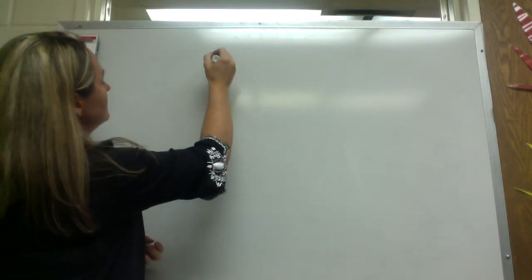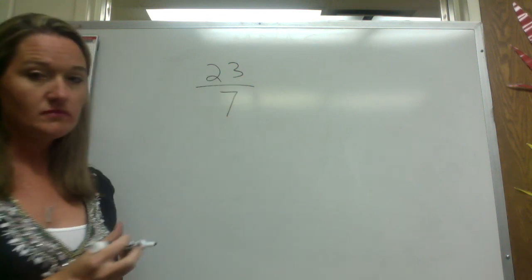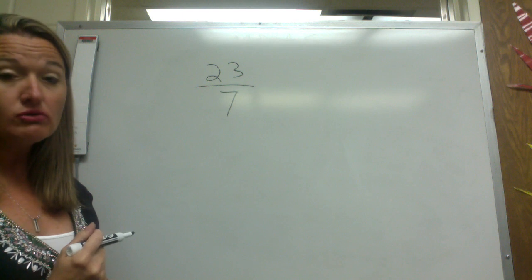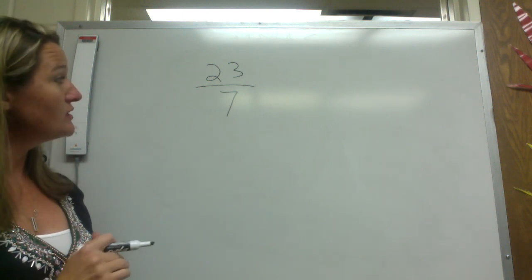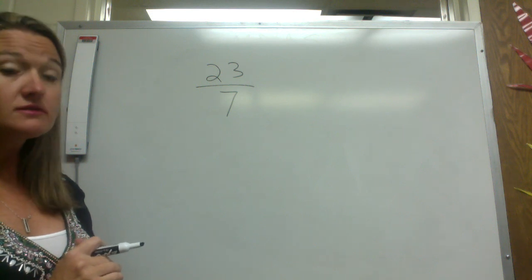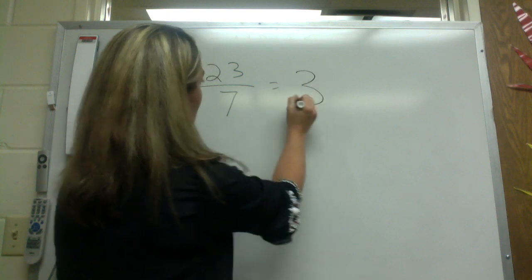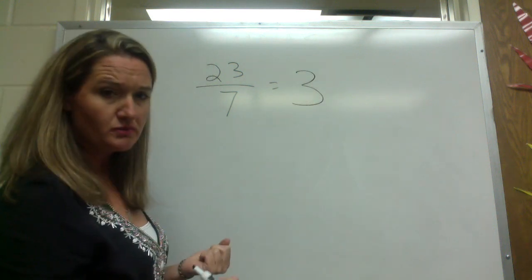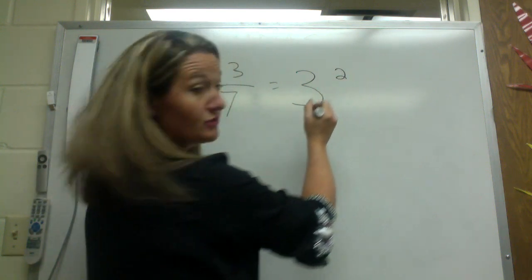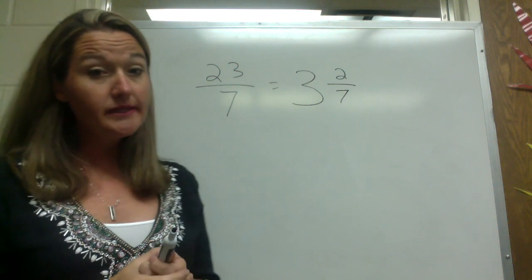Okay, 23 over 7. Every whole is made up of 7 pieces. So how many wholes can I pull out of 23? 3. 7 times 3 is 21. So I can pull out 3 wholes, that's 21 pieces. What do I have left over? The 2. 23 minus 21 is 2. And then my 7 stays the same. All right, so good luck.